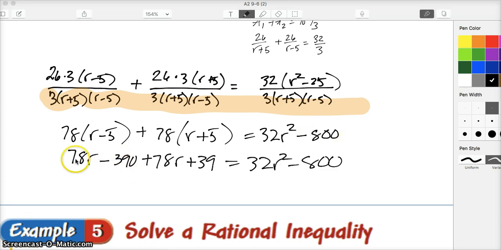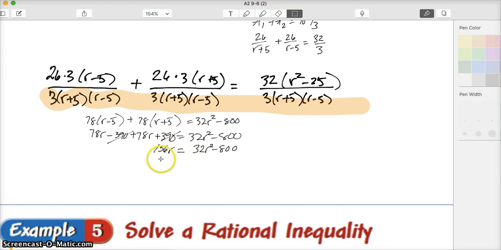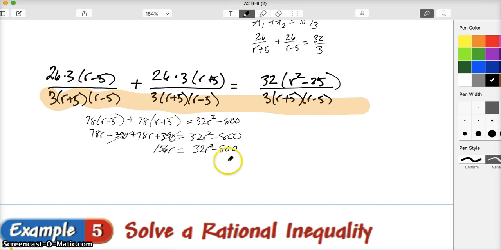So now that we have this, after distributing, we're going to cancel, oh, this is 390. We're going to cancel these guys out, and we're going to simplify. All right, had to make that a little bit smaller. So you see we get our 156r is equal to this thing here.